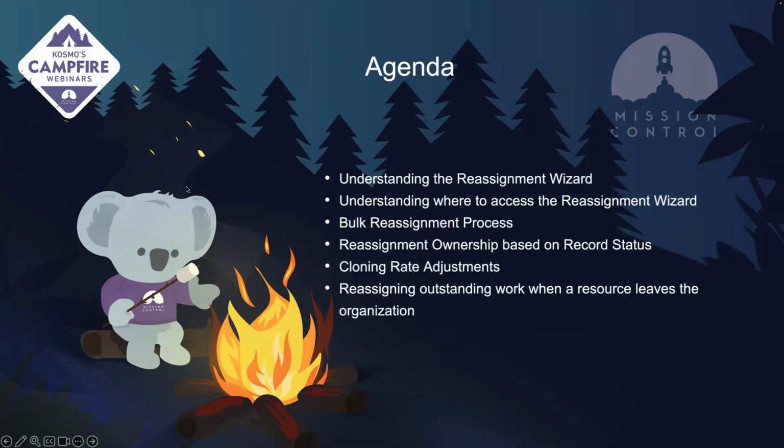So this is the agenda for today's Campfire. Today we'll be discussing understanding the Reassignment Wizard, understanding where to access the Reassignment Wizard from, how to bulk reassign records from one role to another, then reassignment of ownership that can be tailored based on each record status that allows you to reassign only active or incomplete records. Then cloning rate adjustments from the old role to the new role. Reassigning outstanding work when a resource leaves the organization. So I'll be covering all these points during the demo.